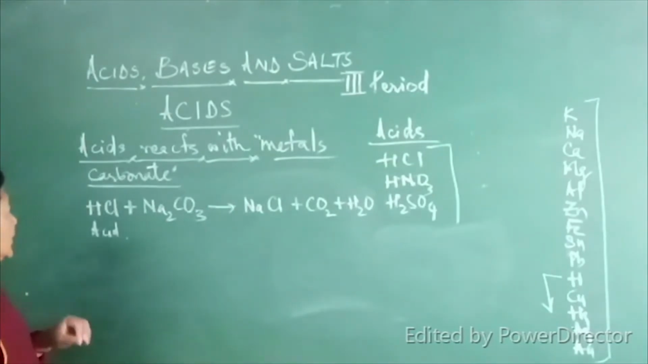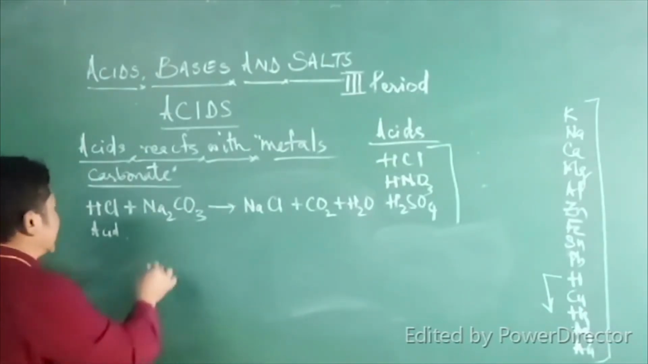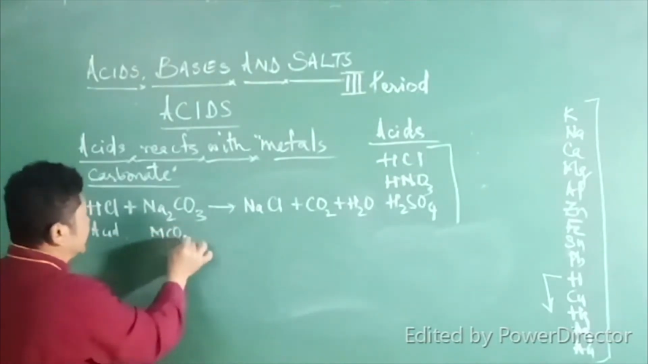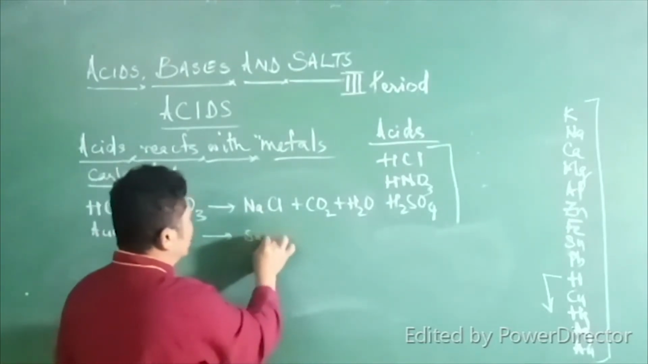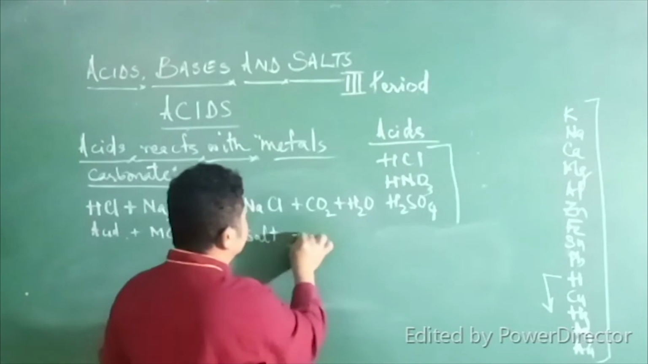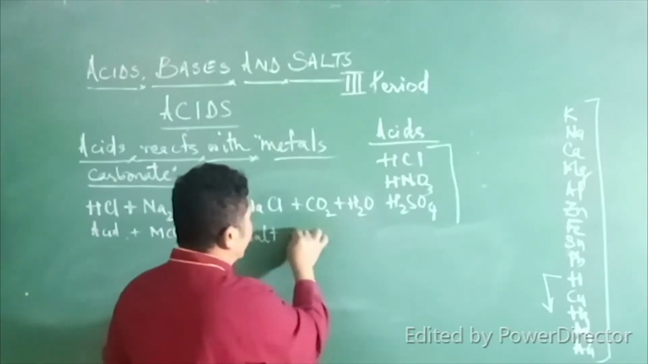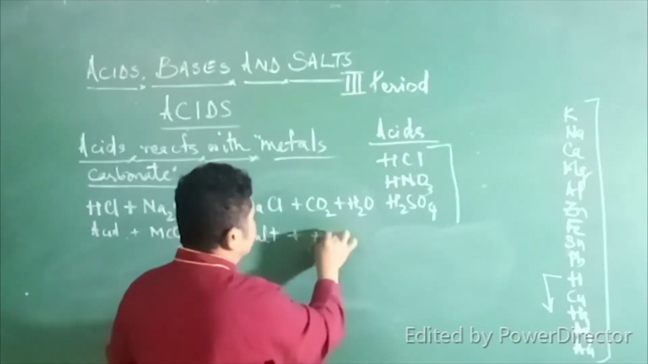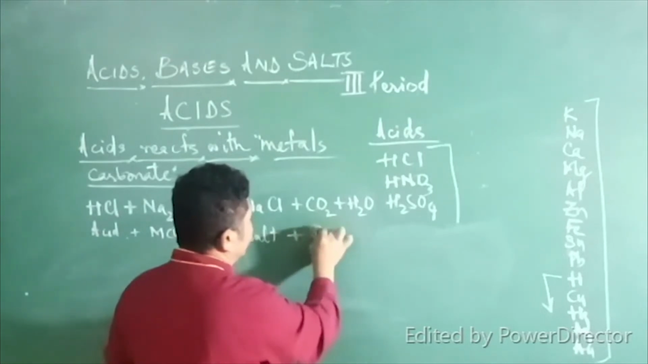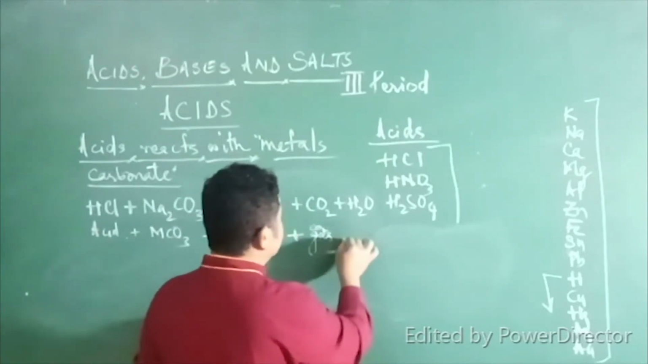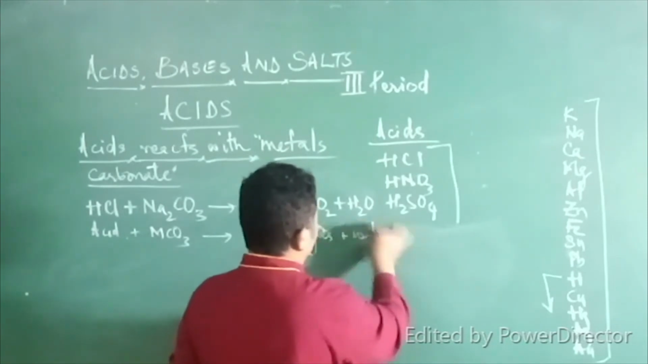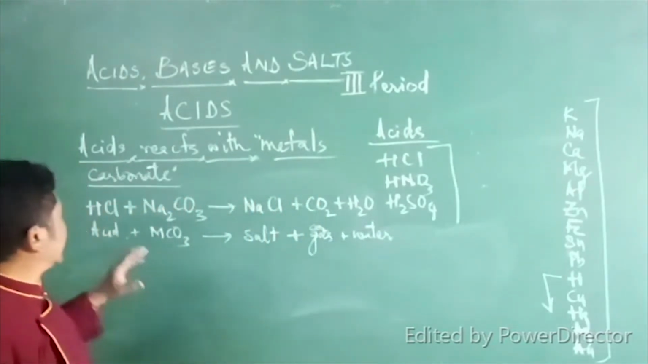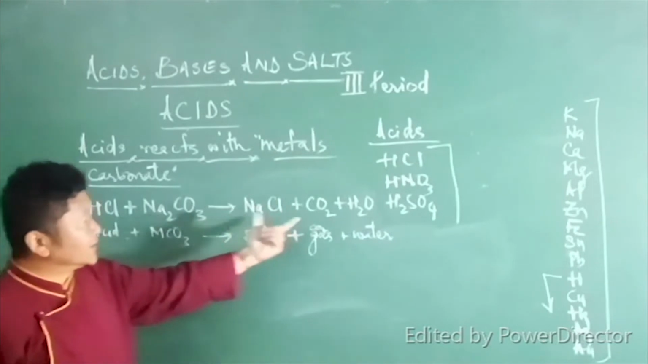So when acid reacts with a metal carbonate, there is a formation of salt, and then there is evolution of CO2 gas and water. This is the metal carbonate reaction.